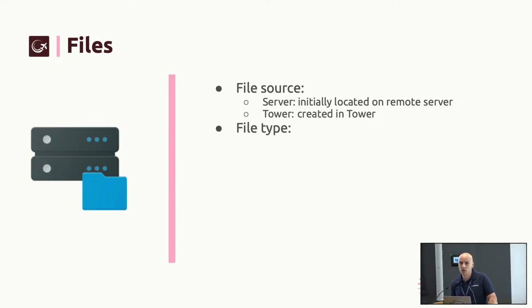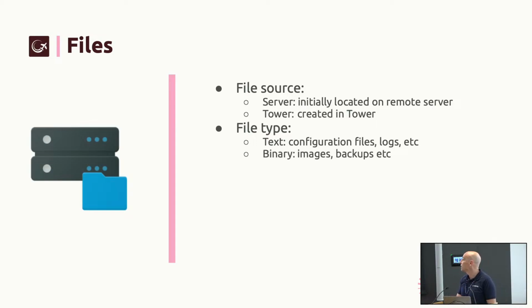File types. We have 2 different types. Text, self-explanatory. Configuration, logs, this is text. However, for example, you would like to, I don't know, upload some kitten images or a database backup or whatever you want. And for that, we have binary file support, which are treated as binary files. That's the difference. File templates, what's that?